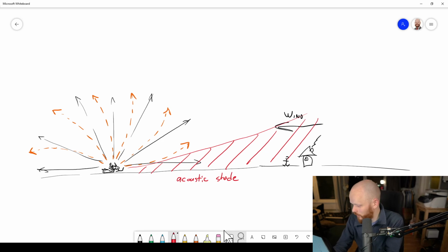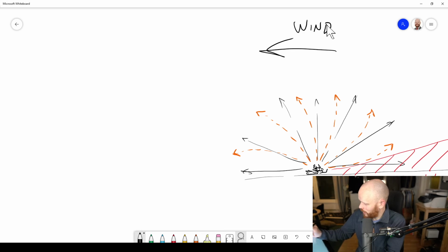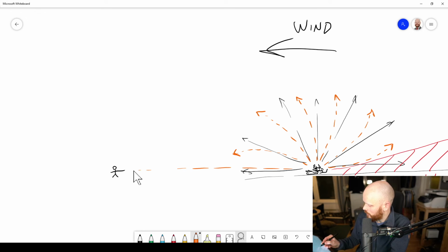But if you were to move to this side, you see what's happening here. We still got wind here. So these sounds that were going to head up into space will instead be pushed back down to Earth again. So if you were to be standing here, you will get more sound instead, because there's sound coming back from above to you.